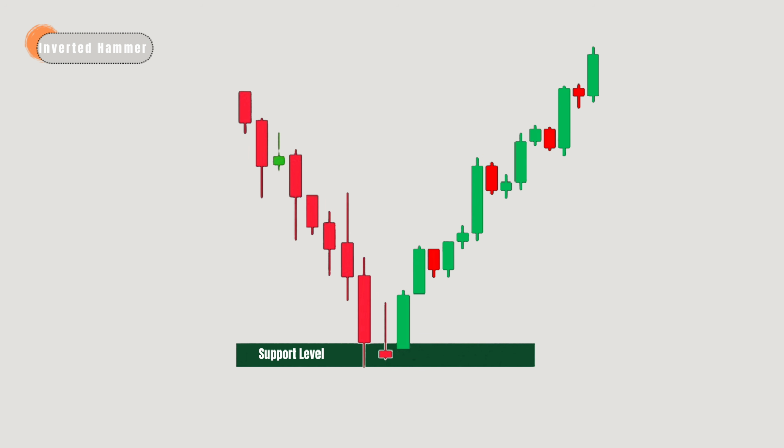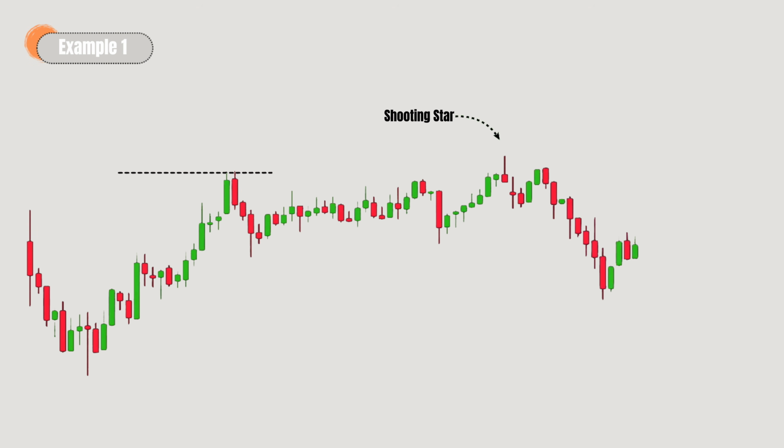This is a 5-minute time frame chart. Here, the market closes at lower levels at the end of the day by forming a shooting star candle in the second half of the day, facing rejection at higher levels after a small uptrend. The next day, the market opens with a gap down.